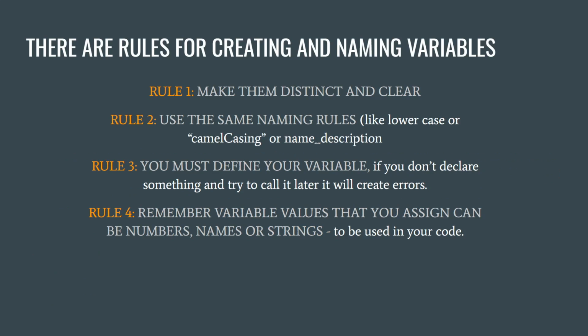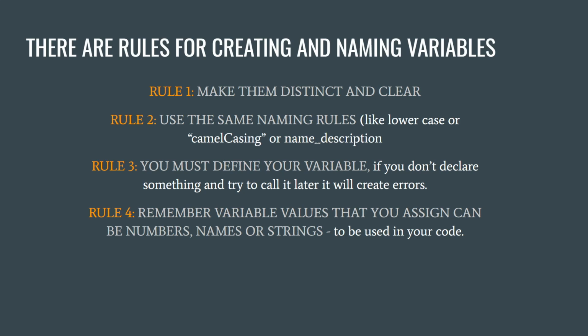All right, so the rules for creating and naming variables are quite simple, really. There are more to it than this, but these are the 4 fundamentals, I would say, to get you going. So rule number 1, you want to make them distinct and clear. You should know what value a variable holds just by seeing the name, because it has to be that clear to other programmers that may come across your code later on.